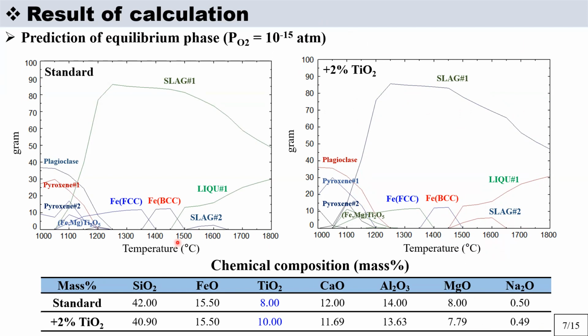In standard composition, slag 2 starts to form at about 1500 Celsius degree. However, in this case, it can be seen that slag 2 is formed at approximately 1450 Celsius degree.